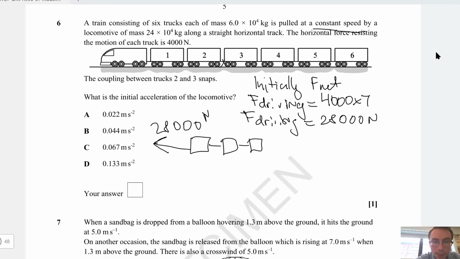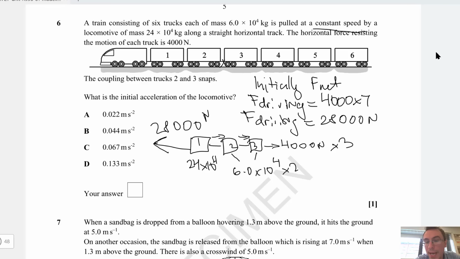Okay, now the total mass will be 24 times 10 to the power 4. That's for the first one. And then the second and third, each of them have a mass of 6.0 times 10 to the power 4. So the total mass will be this times 2. We need to take away, though, the drag force, because each of them also experiences 4,000 newtons, this way, this way, this way. So we're going to need to take away another 12,000 newtons.